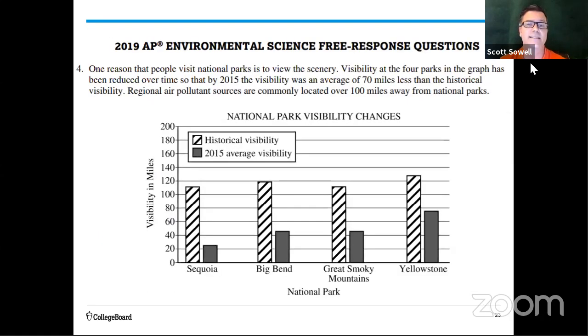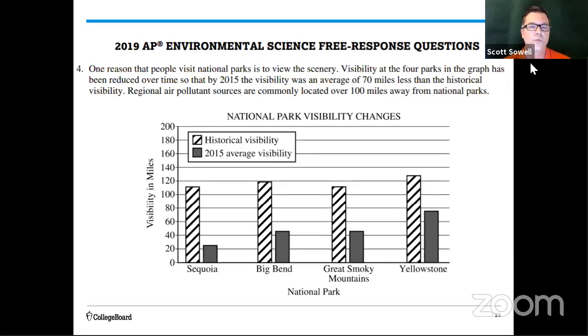Here's an example, and this example, I apologize, isn't about wetlands. It just happens to come from last year's exam. So it says one reason that people visit national parks is to view the scenery. Visibility at the four parks in the graph has been reduced over time so that by 2015, the visibility was an average of 70 miles less than the historical visibility. Regional air pollution sources are commonly located over 100 miles away from national parks.